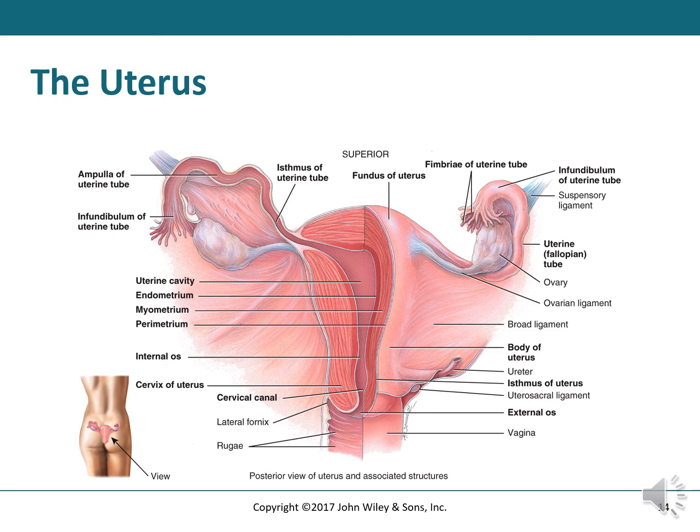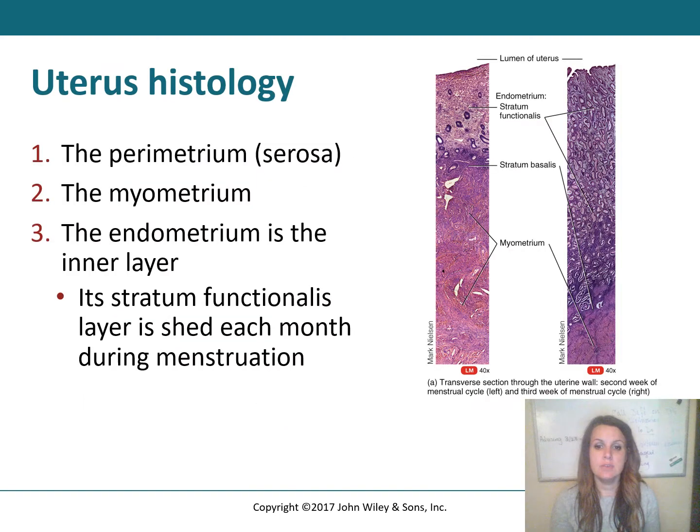Here you see an image of the uterus, and this should pretty much just be a reiteration of what you already learned in lab. If you look at uterine histology, which I know you already did in lab, you see that it has an outer layer that's serosa called the perimetrium, a middle layer which is made up of muscle, the myometrium, and the endometrium is the inner layer. And then that has 2 different layers, the stratum basalis and the stratum functionalis. The stratum functionalis is the layer that's shed every month during menstruation.